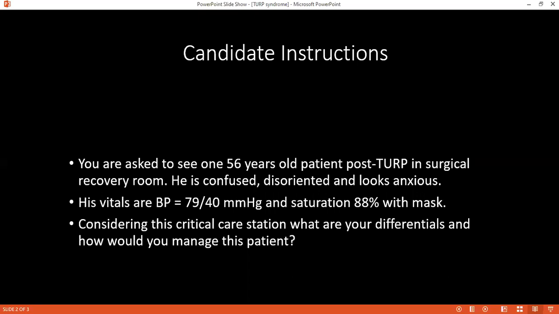What I wanted you to tell me, because you've read it but you haven't read it in depth, is why the oxygen saturation is low. You said you'll give 100%, but this is 88% with mask. So why is this saturation low? Due to pulmonary edema, and tachypnea as well. Yes, because it's recently operated.